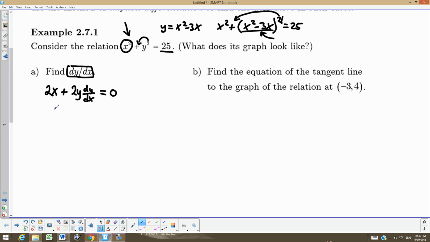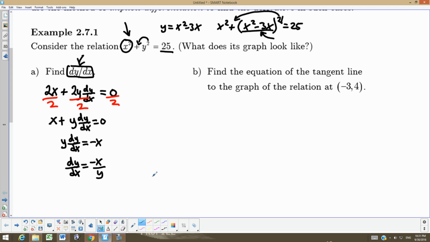Now I could simplify some stuff. I've got three terms here, so I could divide everything by 2, and then I end up with x plus y times dy dx equals 0 divided by 2, which is still 0. And then all I have to do to get dy dx is isolate dy dx. So then I have y dy dx is equal to negative x. And then dy dx is equal to negative x over y.